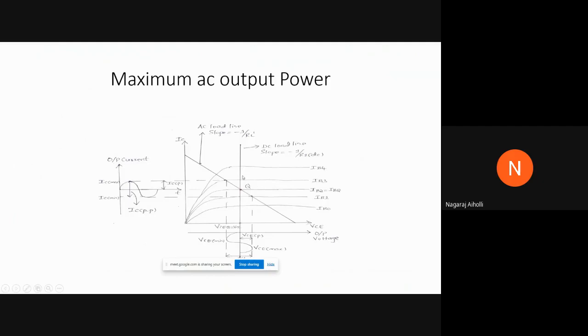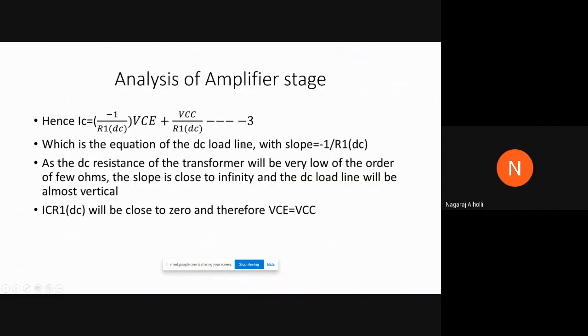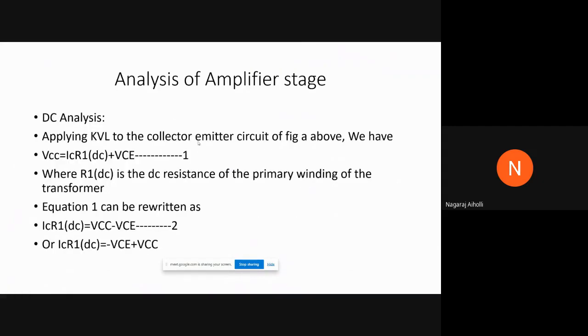Okay. And then the slope of the DC load line is given by -1 upon RDC. This I explained in the previous class. Then the slope of the AC load line is given by -1 upon RL dash. Now how are we getting this -1 upon RL dash?